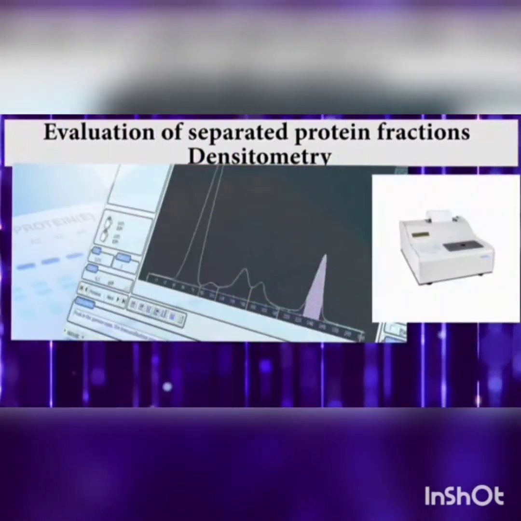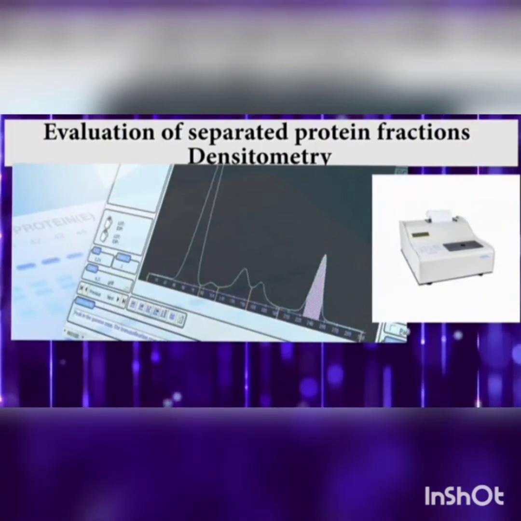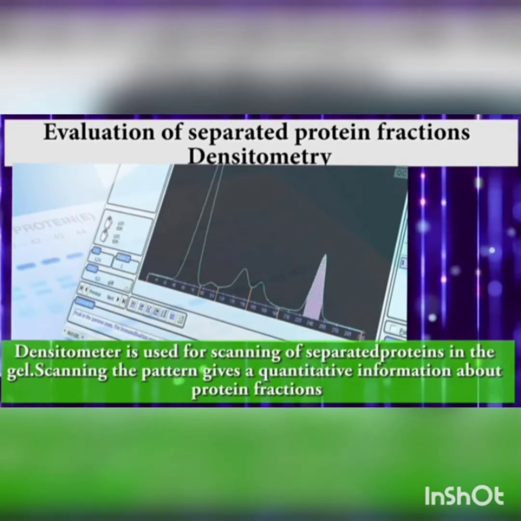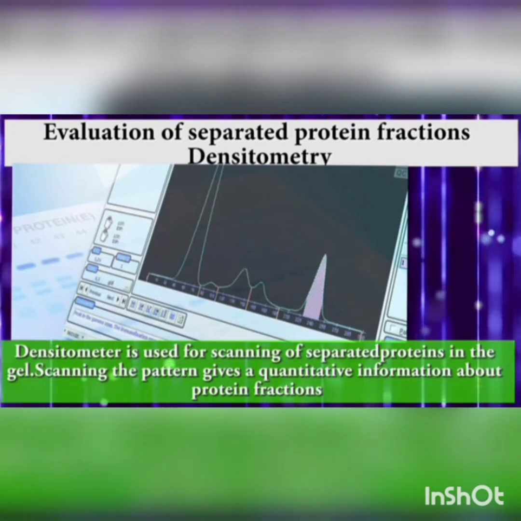Evaluation of separated protein fractions: densitometry. A densitometer is used for scanning the separated proteins in the gel. Scanning the pattern gives quantitative information about protein fractions.